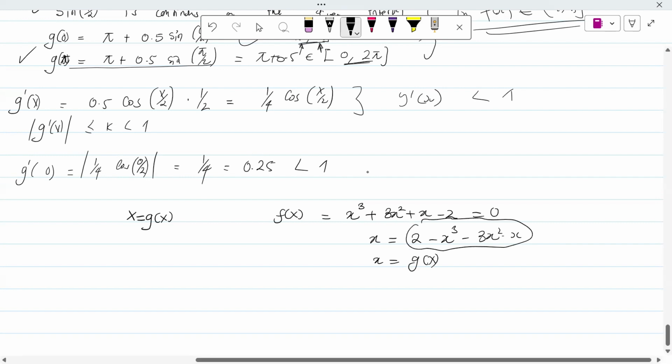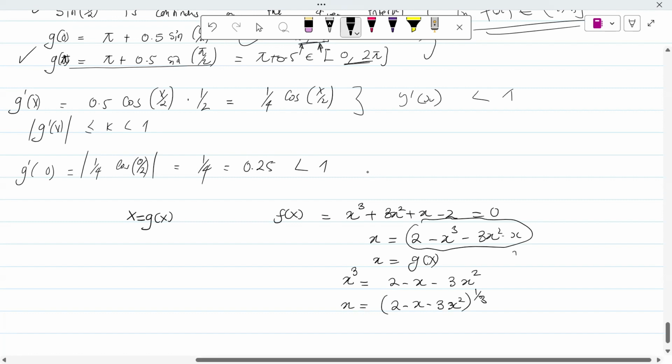If you want, you can solve for x cubed. If you solve for x cubed, you're going to have x cubed is equal to 2 minus x minus 3x squared. And then if you take the cube root of both sides, you end up with x is equal to the cube root of 2 minus x minus 3x squared, that is, to the power 1 over 3. If you want, you can also solve for x squared.